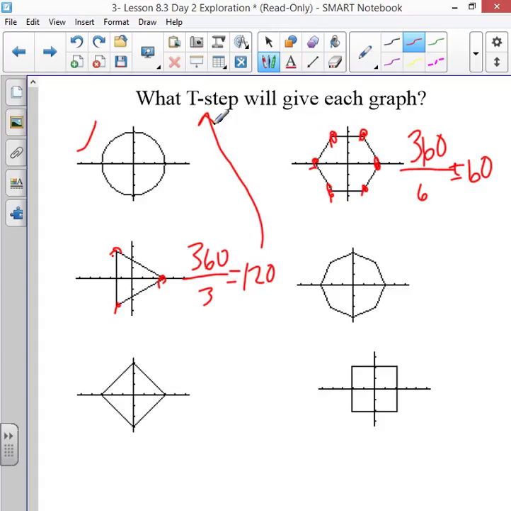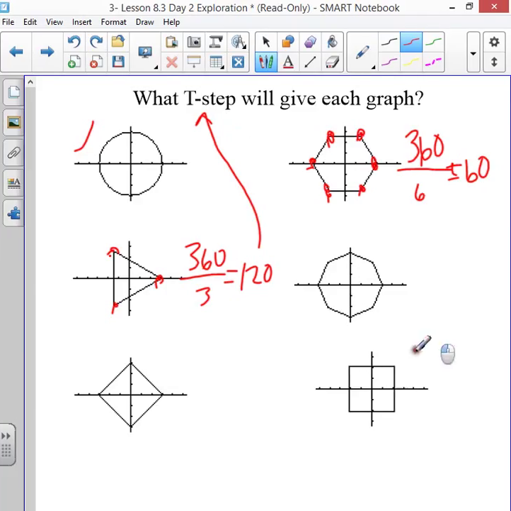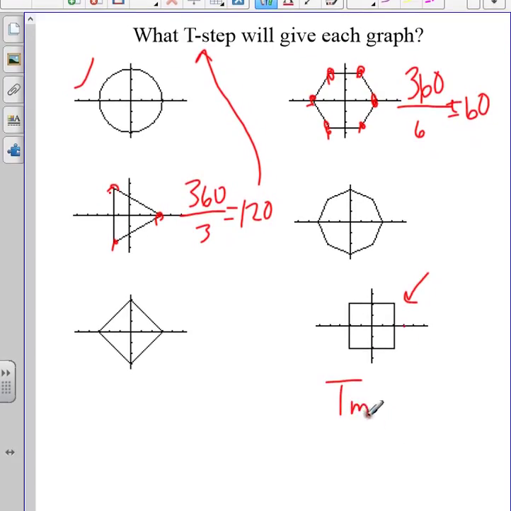So why don't you pause the video again and see if you can get these other 3 graphs. I'll give you a hint on this one right here. Notice that it actually doesn't start here at 3. And so I suggest that you not only change your t-step, but you also change your t-min. So like I said, pause the video, mess around with it for a little bit, and then you can start it up and I'll show you what the answers were.